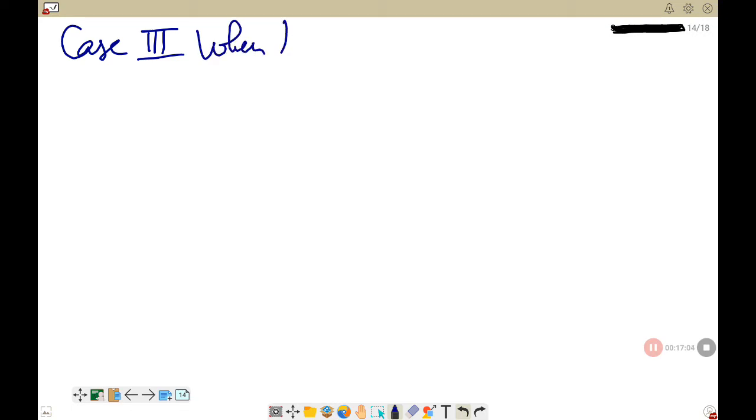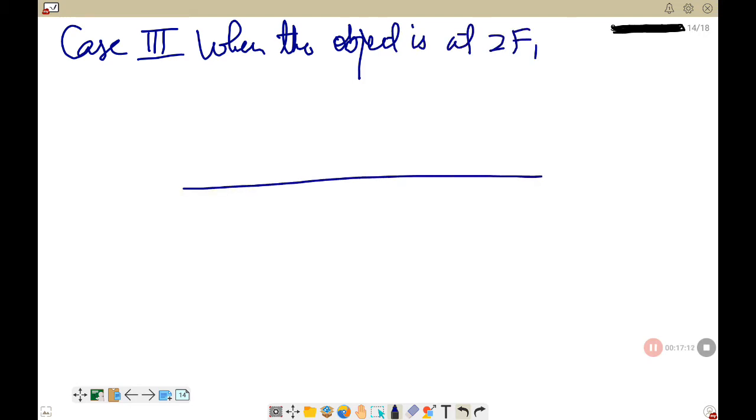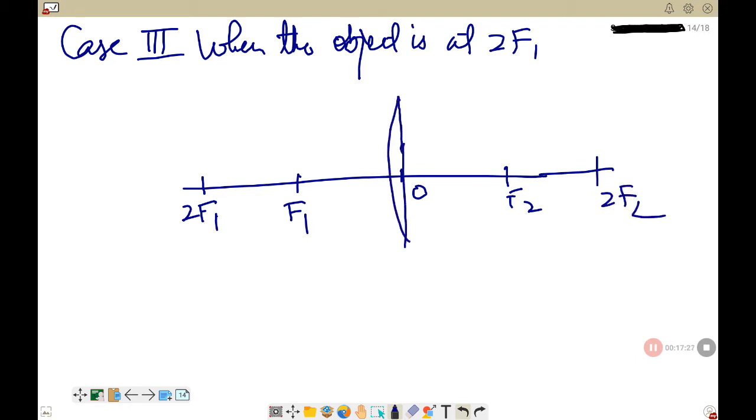When the object is at 2f1, principal axis, 2f1, f1 first focus, optical center, second focus, twice of second focus. This is the place where I draw my thin lens. Now I must keep the object on the 2f1, so I'm keeping my object here, A, B.